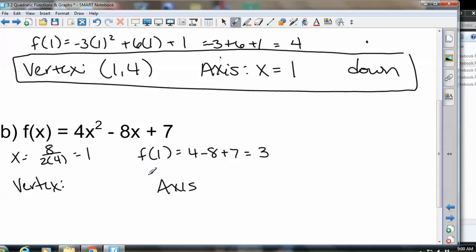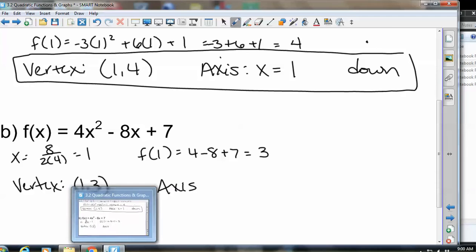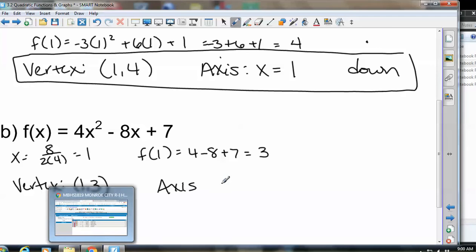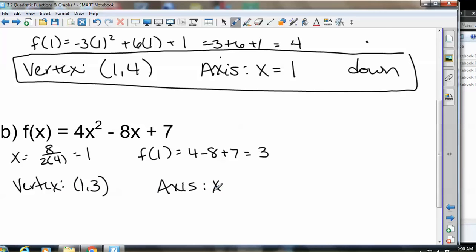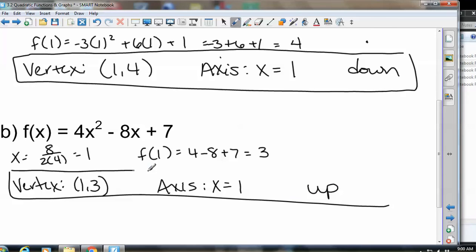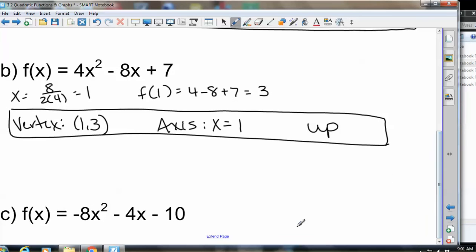Okay, so the first one, you got opposite of b over 2a gave you 1 again. Plug 1 in, you got 3, so your vertex is your pair 1, 3. You guys prove that? Axis of symmetry, make sure it's an equation. It's x equals the x value of your vertex, so x equals 1. Does this one open up or down? Up, because of the positive coefficient. So would it have a maximum or a minimum if I asked for that? Minimum. Good. Okay, last one.